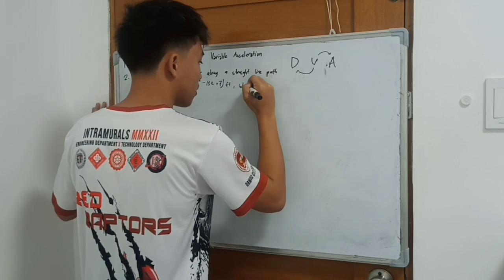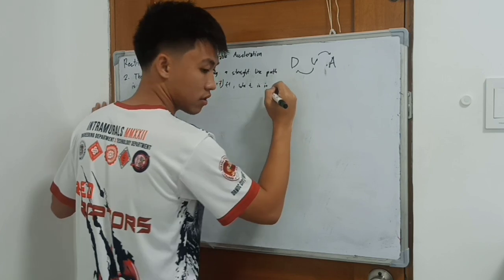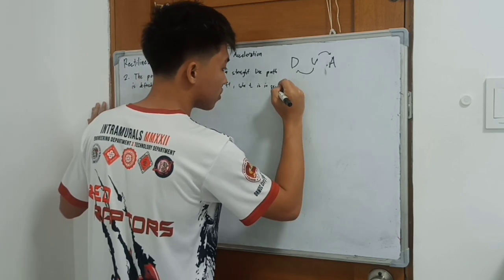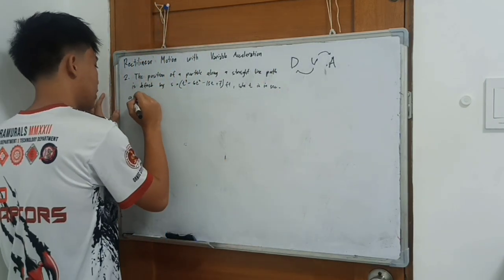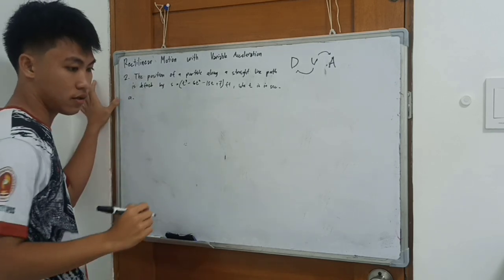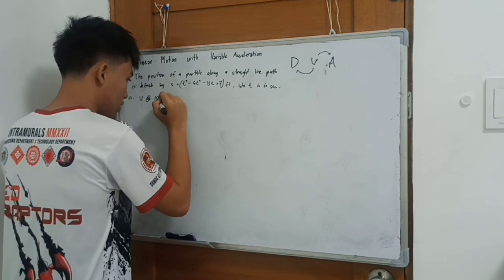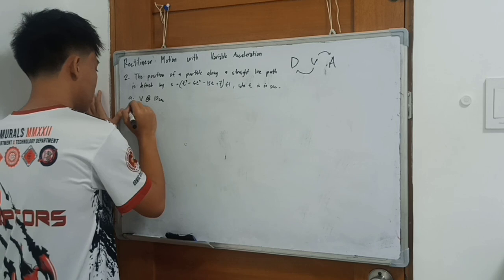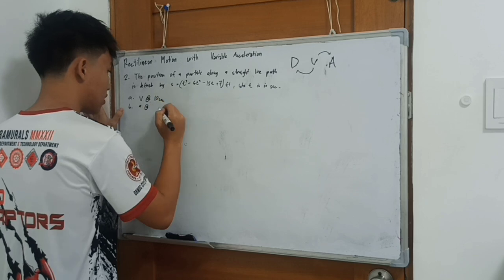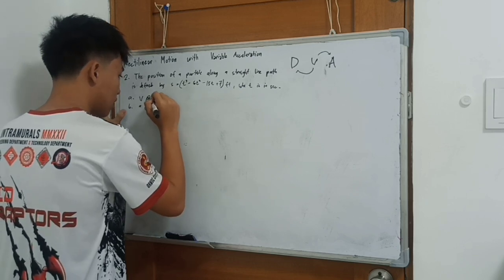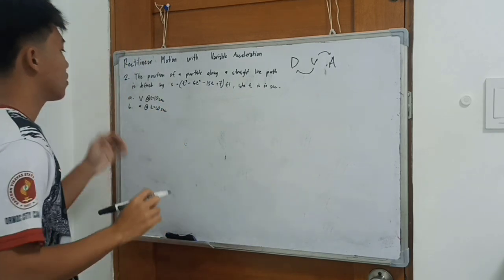where t is in seconds. So, A: what is the velocity at 10 seconds? B: what is the acceleration at t equals 10 seconds?